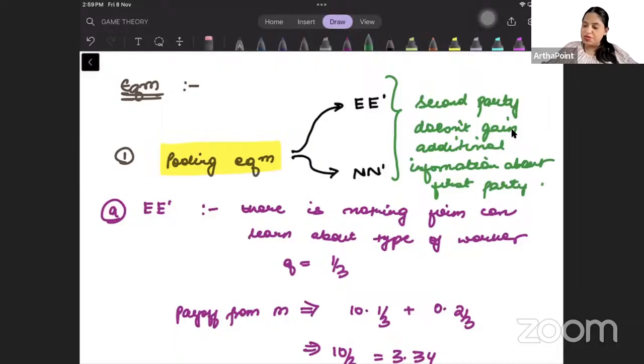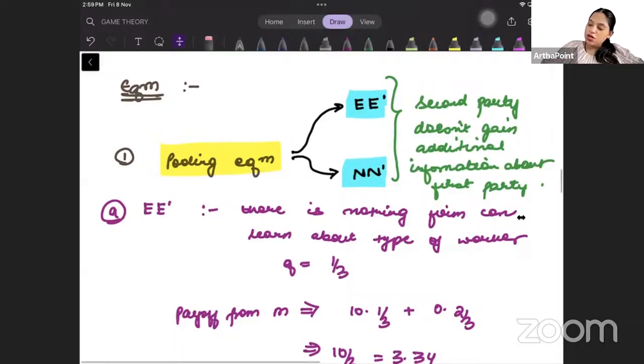What does this mean? The second party, because whether high type or low type, education is taken in both cases, or education is not taken in both cases, from this action I cannot judge whether the person is high type or low type. I cannot give information about whether the person is high type or low type. So that information is unavailable. So this is what we have written.